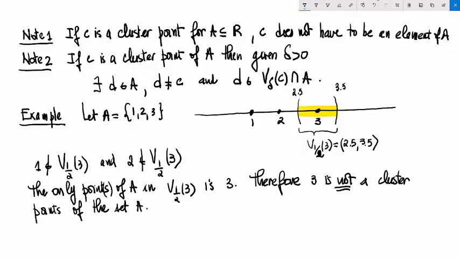Okay. All right, let's look at another example. Take this set here. Let A be the set which contains 0, 1, union, let's say 2.